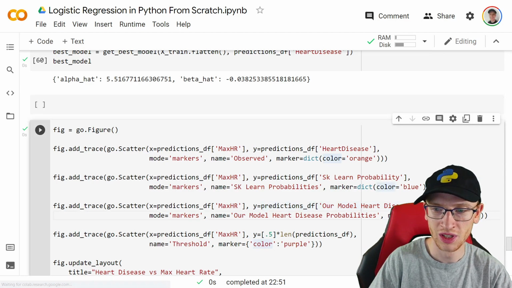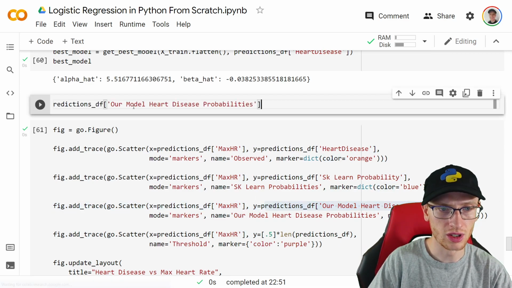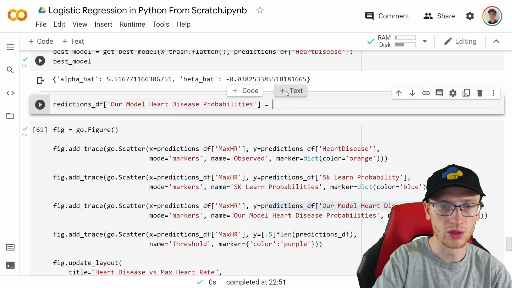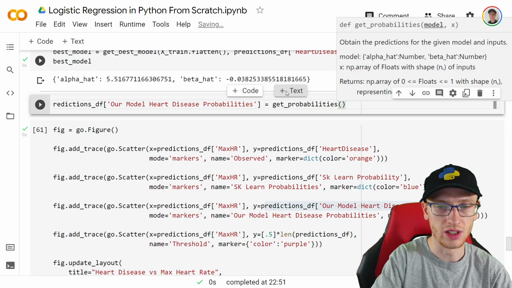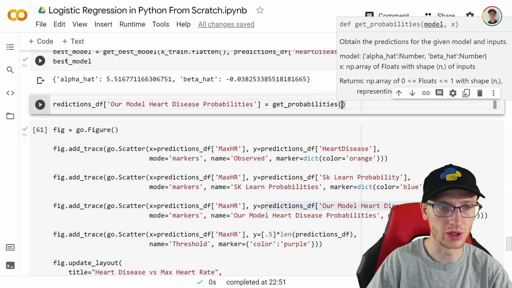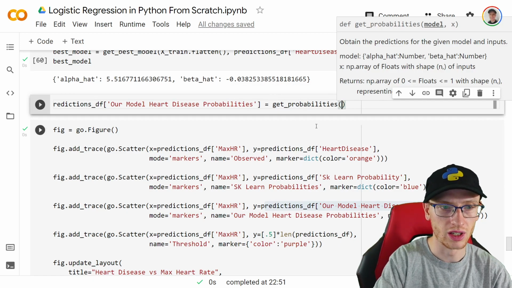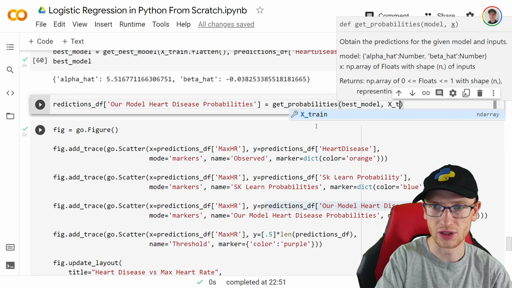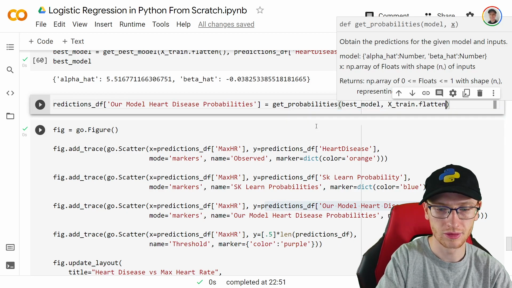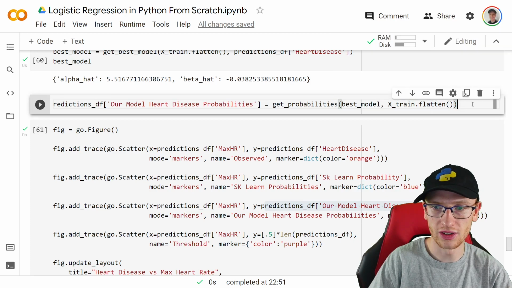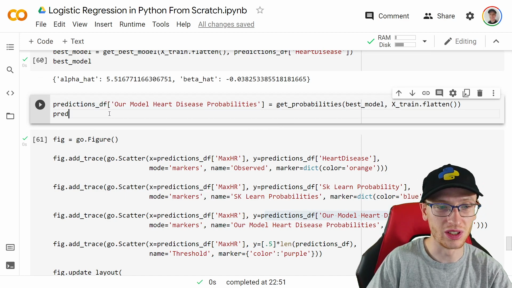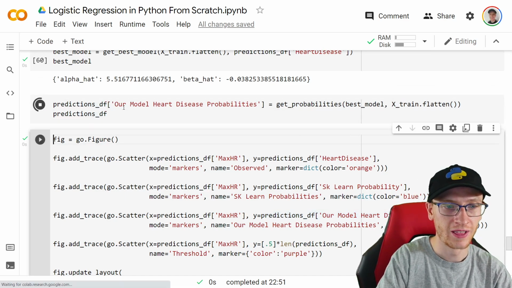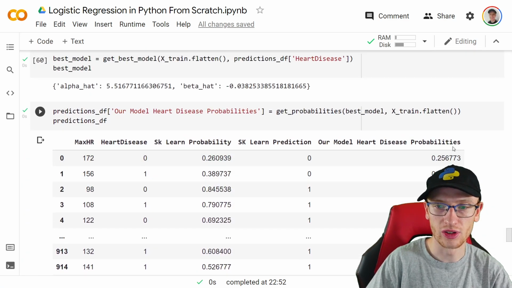Actually, I can just copy that. Did it just crash? No. Predictions df sub our model heart disease probabilities is equal to get probabilities on, well, we already have the best model. Best model's right there. So we can pass it the best model with x, xtrain.flatten should work there. Okay, so if we override that, predictions df is overridden with our model heart disease probabilities.